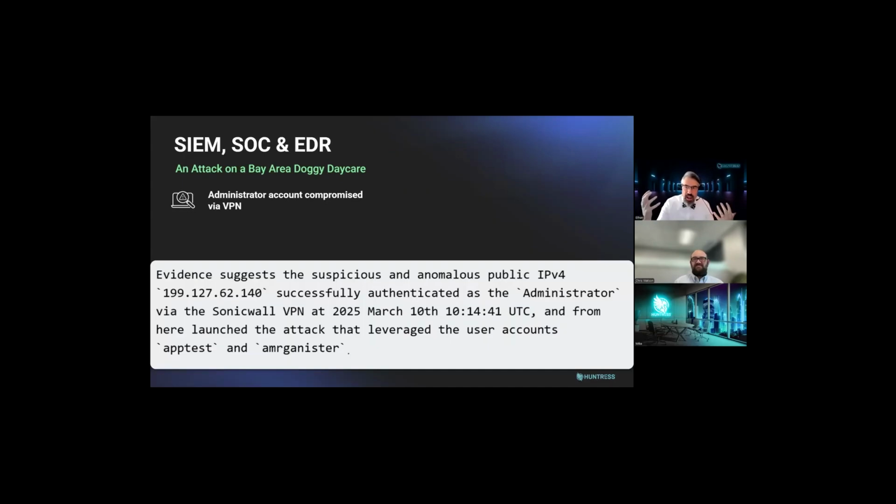How about SIEM with the SOC and EDR? That becomes a really strong story of success. We had an incident where one of our partners protected a doggy daycare center out in the Bay Area, and they had deployed EDR and SIEM. What happened is that the threat actor compromised an administrator account via the VPN, so virtual private network.